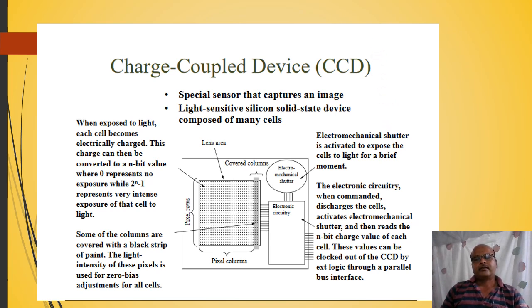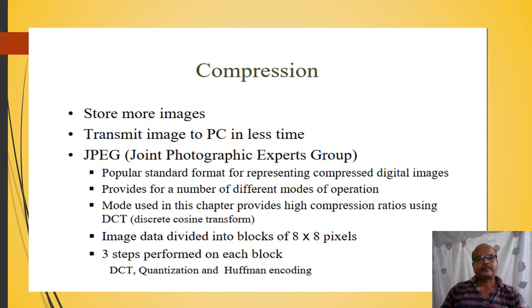Then next, compression. In digital cameras, to store more images, compression is needed. So what is compression? It stores more images and transmits images to the PC in less time. You can transmit images in less time.